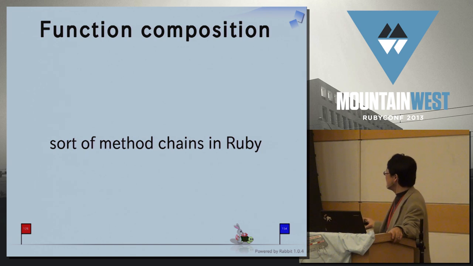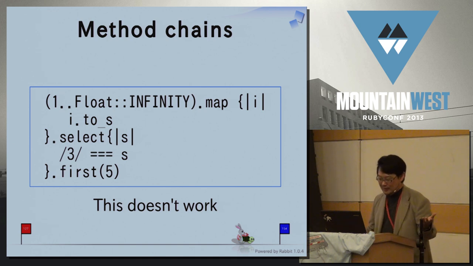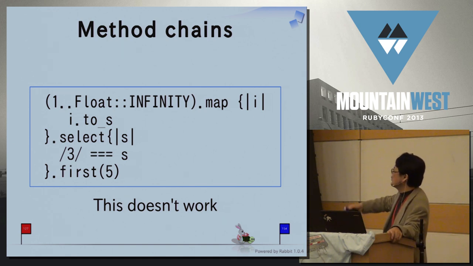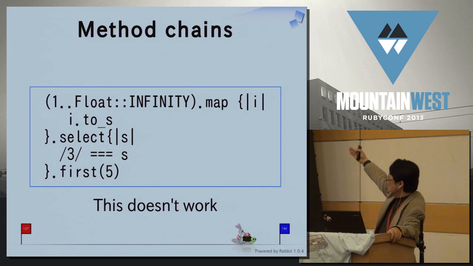Then the function composition is kind of like method combination in Ruby. So as functional programming wannabes, we often use method chains, like one through infinity, convert them to strings, then select those that have the digit three, so we want the first five appearances of that from the stream. But if you try this one, it doesn't work. You know that?